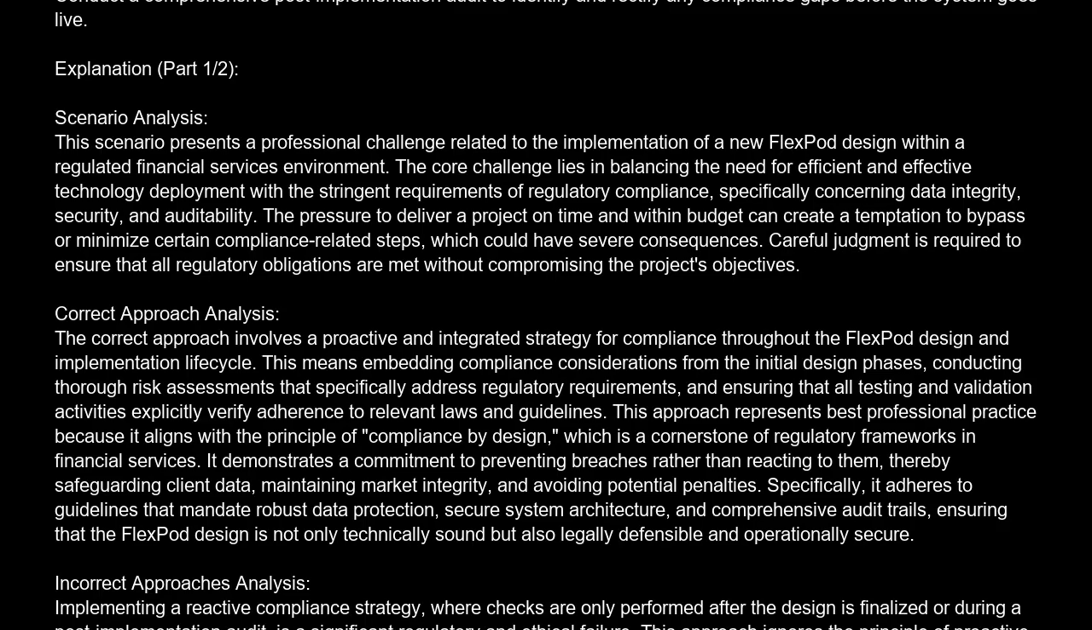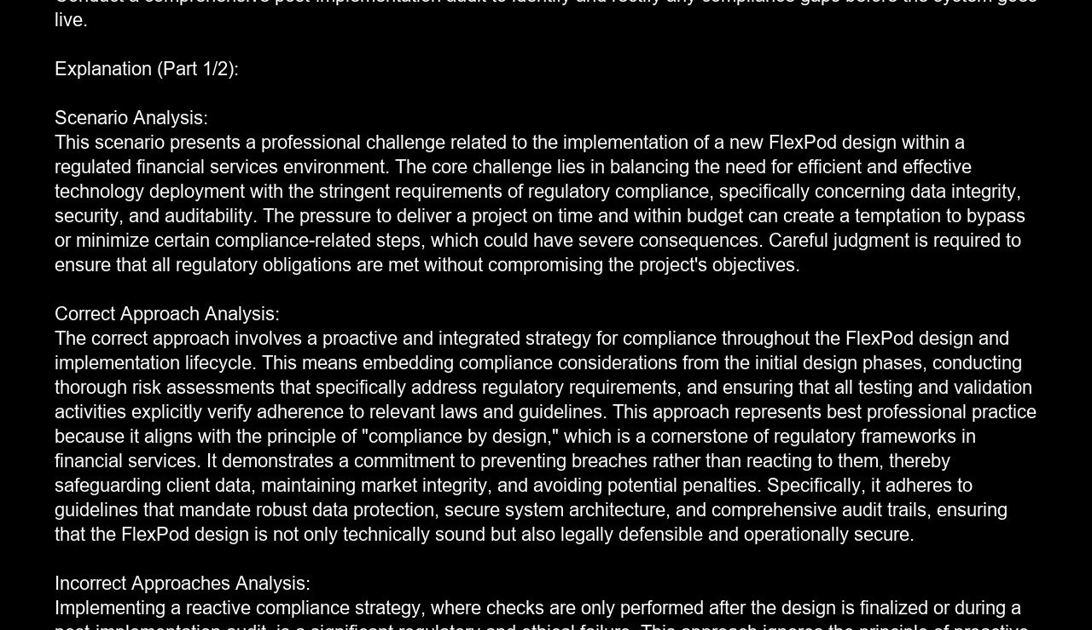The correct answer is A. Conduct a comprehensive post-implementation audit to identify and rectify any compliance gaps before the system goes live. Explanation. Scenario analysis. This scenario presents a professional challenge related to the implementation of a new FlexPod design within a regulated financial services environment. The core challenge lies in balancing the need for efficient and effective technology deployment with the stringent requirements of regulatory compliance, specifically concerning data integrity, security, and auditability.